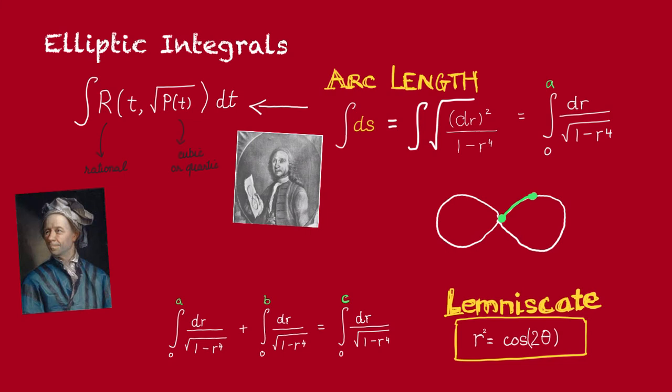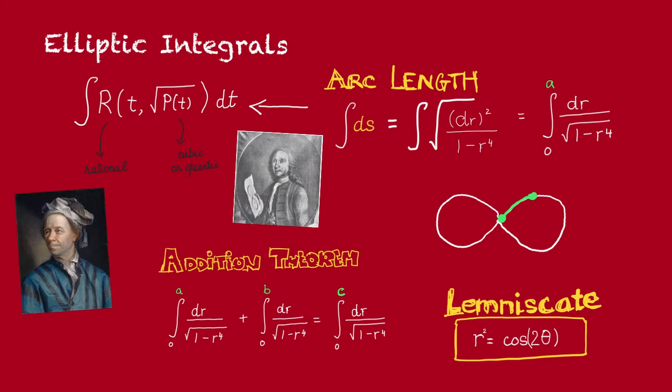Euler actually proved a more general addition theorem, which says that adding these two arc length integrals gives another integral of the same form, where this parameter c is algebraically dependent on this A and B. This theorem is now called Euler's algebraic addition theorem for elliptic integrals. In the next video, we're gonna see how this is just a generalization of the addition theorem for trigonometric functions.